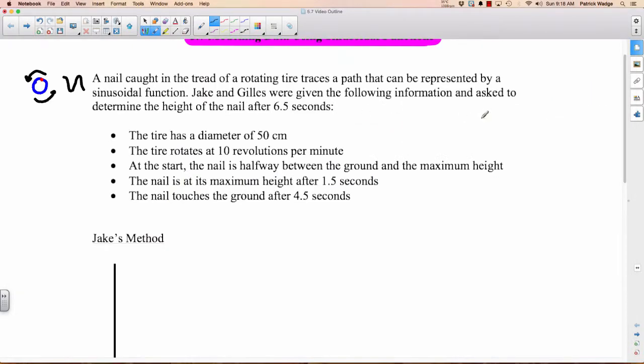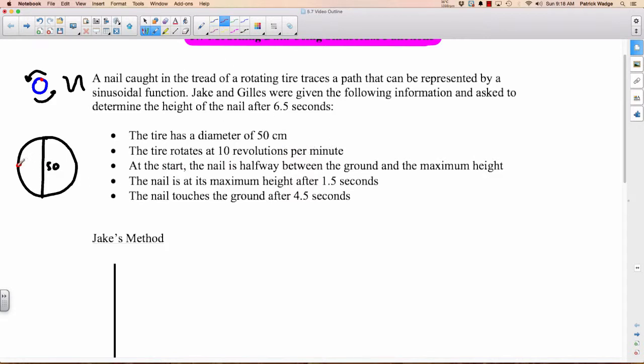So Jake and Gilles were given the following information and asked to determine the height of the nail after 6.5 seconds. The tire has a diameter of 50 centimeters. The tire rotates. Well, maybe I'll draw some of this stuff. So we've got our tire, and the diameter of this is 50 centimeters. Whoa, that's not through the middle, but you get the idea. The tire rotates at 10 revolutions per minute. At the start, the nail is halfway between the ground and the maximum height.